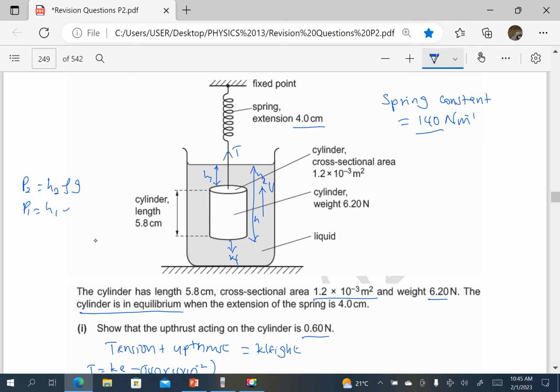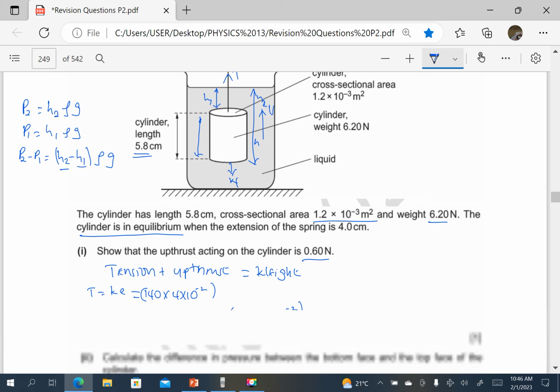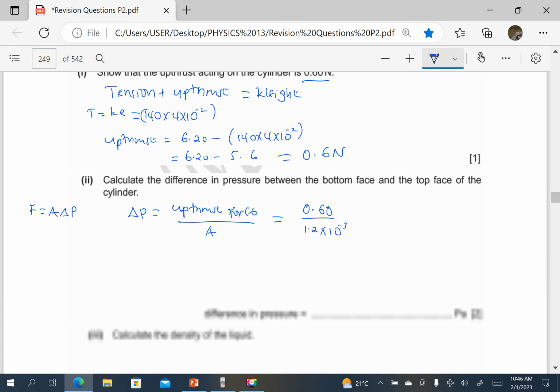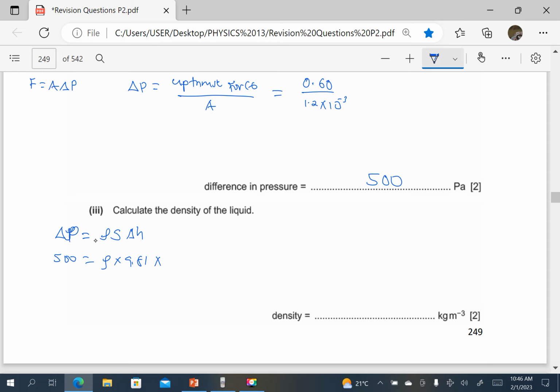Yes, the height h1 times density times g. It means that the difference in pressure P2 minus P1 is equal to h2 minus h1, in brackets, density times g. And from the diagram, you notice that h2 minus h1 is just this height here, which is going to be 5.8 centimeters. So we come back here and say, okay, the change in height is simply 5.8 centimeters, so that's times 10 power negative 2.